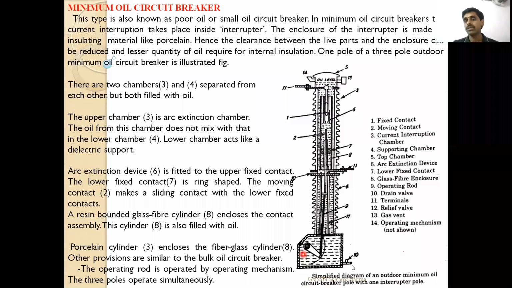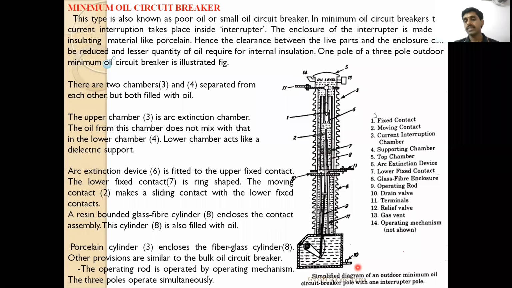So 10 is the drain valve. Drain valve means if you want to take an oil sample or remove anything, you can use this. Next, 11 is the terminals. Here the conductor enters, here the conductor leaves. 12 is the relief valve, from where gases can be taken out. And 13 is the gas vent, from where extra gases can be taken out. So 14th is the operating mechanism. This entire thing is the operating mechanism.